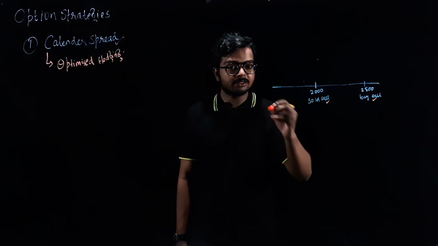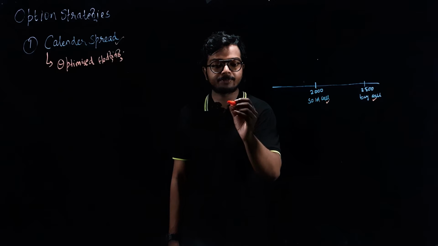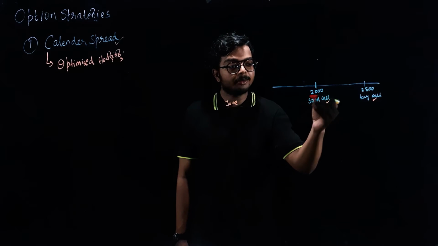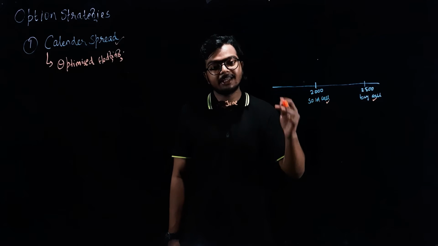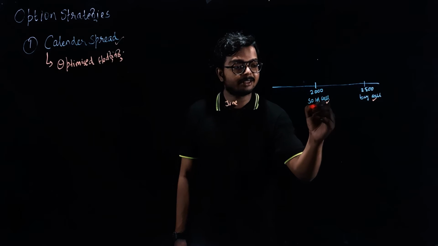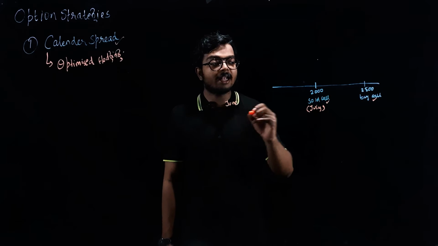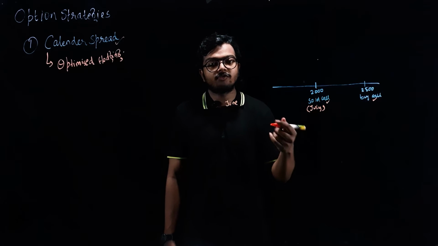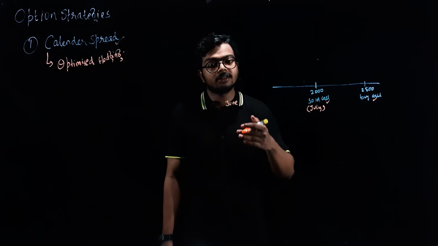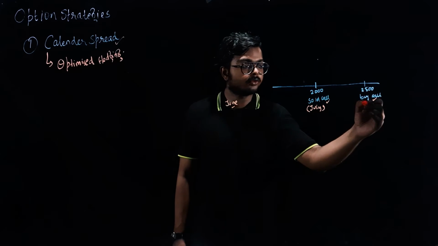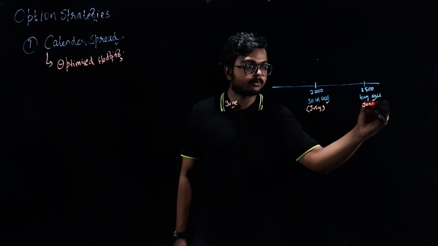So say for example the current month is June, right? So whenever you are selling a call, try to sell it for the next month. Say for example here you have sold the call for July, and whenever you are buying a call, try to buy near month or this month's call. So for example the current month is June, so you would be buying a call of June.